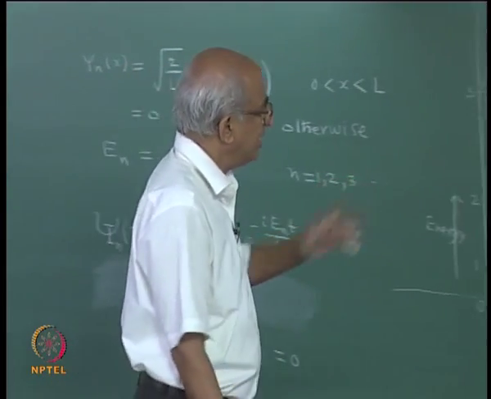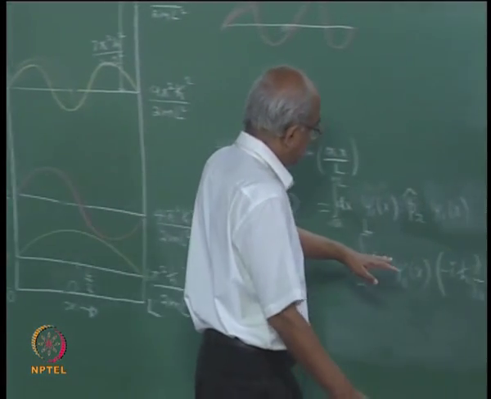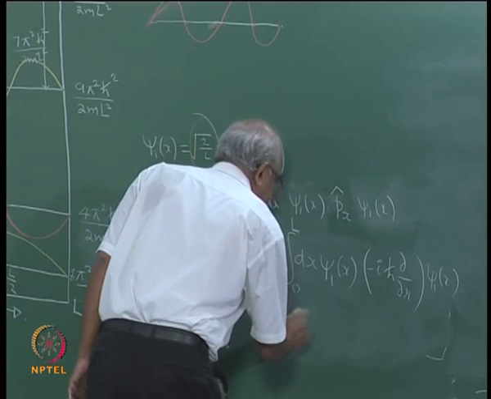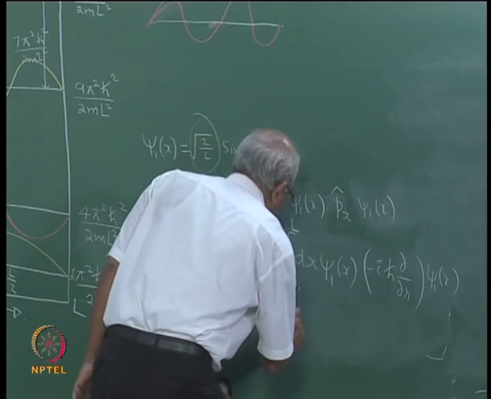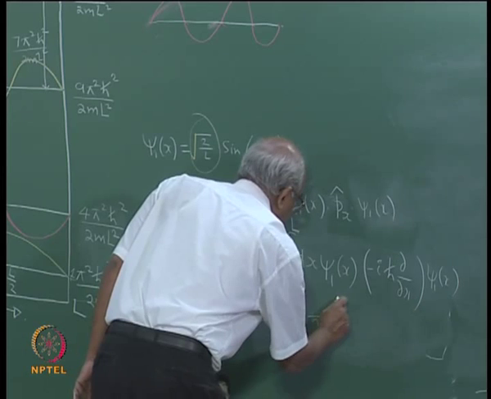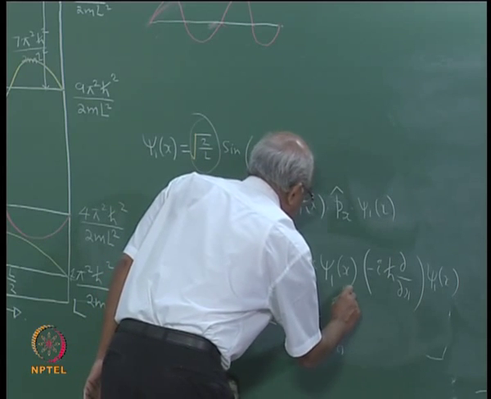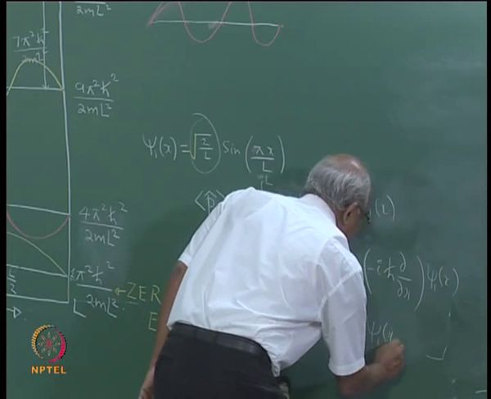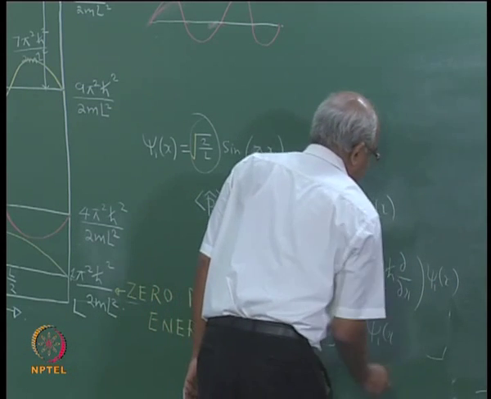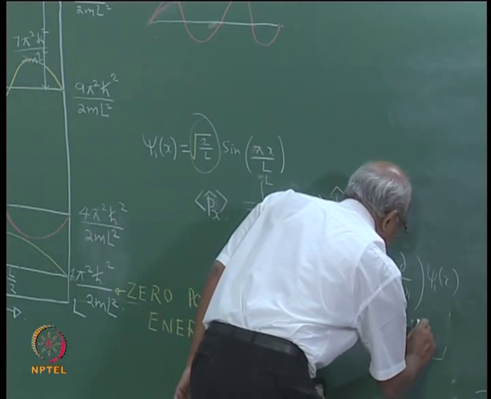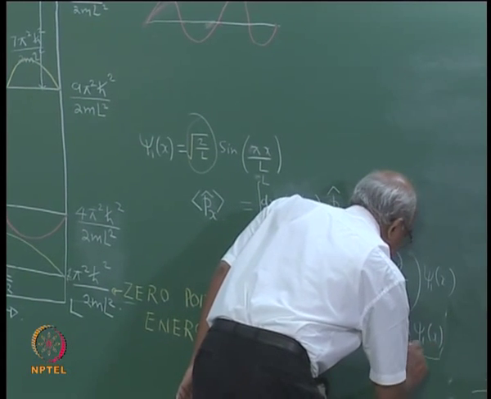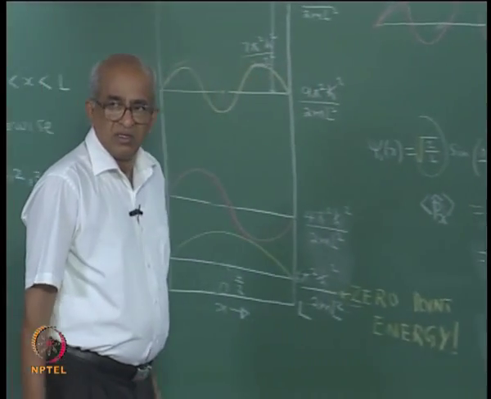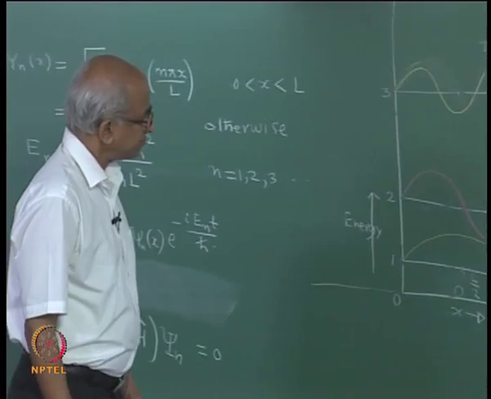So, without doing any calculation, I could have said that the answer has to be 0, but here this integral is actually fairly easy. See, this minus iħ I can take out. I would have integral 0 to L dx ψ1(x), then I have ∂/∂x operating upon ψ1(x), but that is nothing but the derivative of ψ1(x) with respect to x, correct. That is what it is.